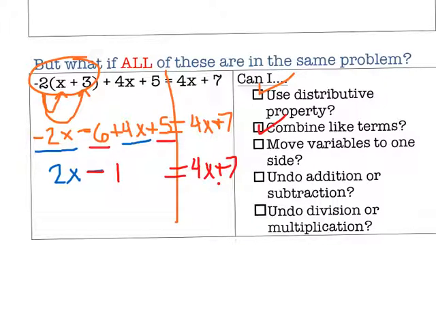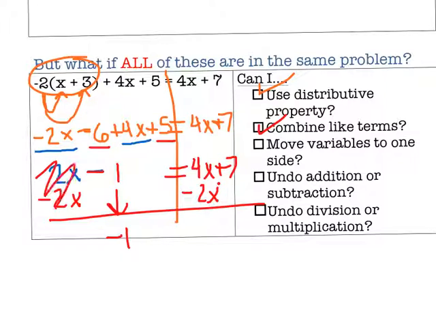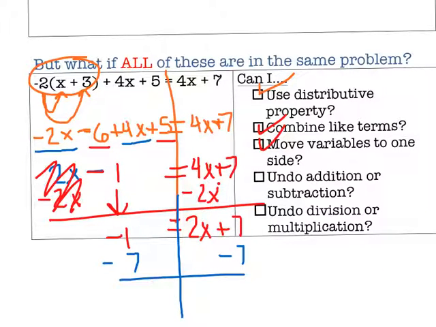Now I want to move those variables to one side of my equation. And so to do that, I'm going to subtract 2x from each side. What I'm left with on the left-hand side is just this negative 1 equals 2x plus 7. And now I'm down to a two-step equation. So the first thing I want to do is undo that addition or subtraction. I want to subtract 7 from each side. Negative 1 minus 7 is negative 8 equals 2x.